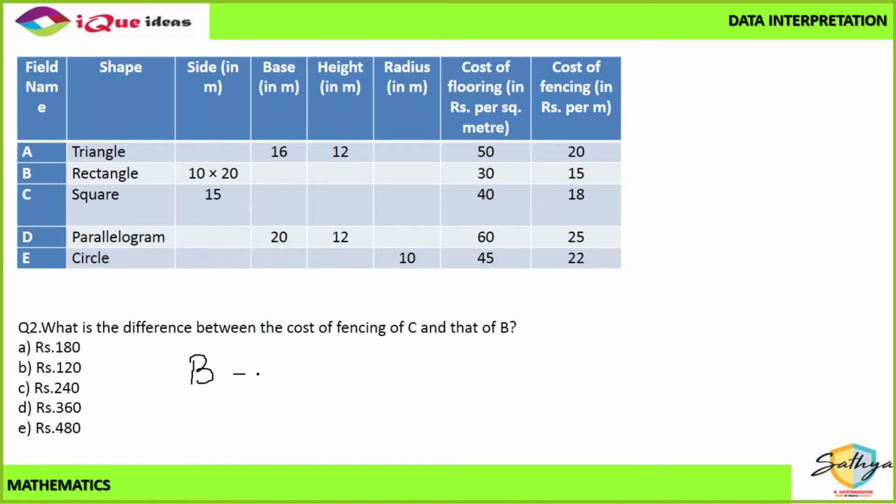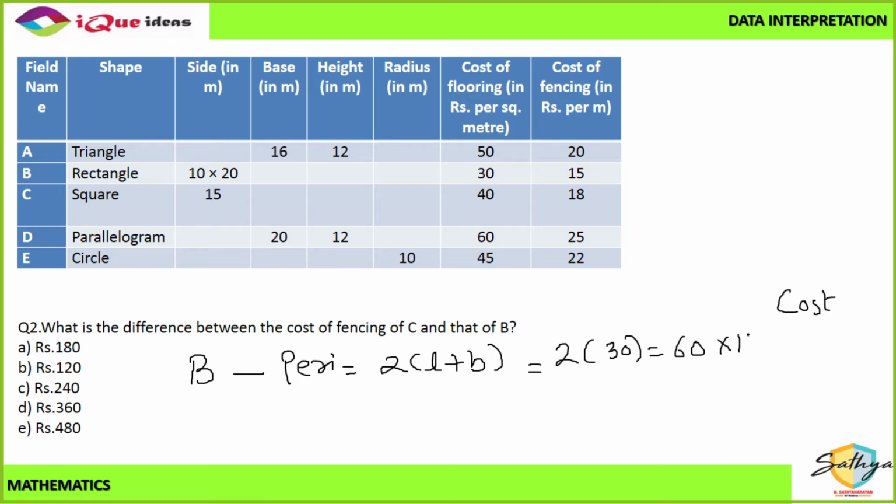B is a rectangle. So the perimeter of this rectangle is 2 times (length plus breadth). So it is 2 times (10 plus 20), that is 2 times 30, which is 60. So the cost of fencing is 60 multiplied by 15, which is equal to 900.